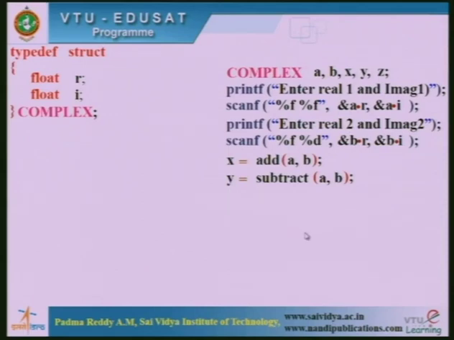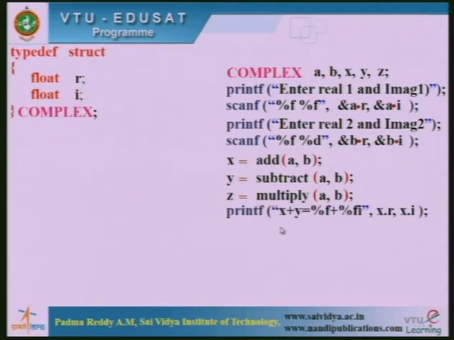And finally let us multiply two complex numbers a and b. To multiply them, call the function multiply, which I have already explained, pass the two arguments a and b, and store the result in z. So I hope you understood. Now let us display the answer. Here, x plus y equal to percentage f plus percentage f i. This is the real part and this is the imaginary part.